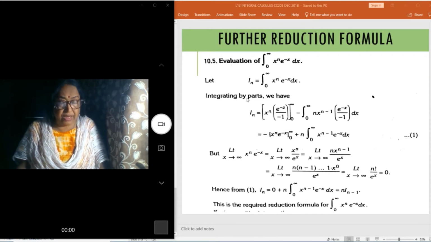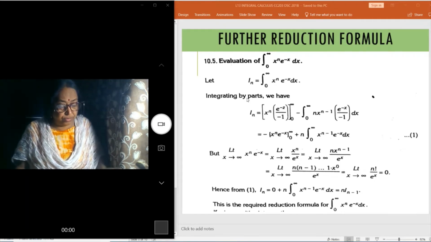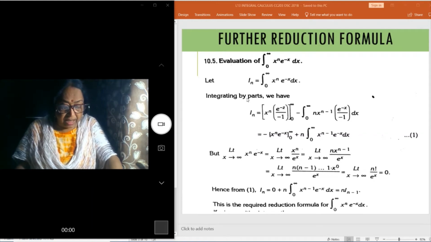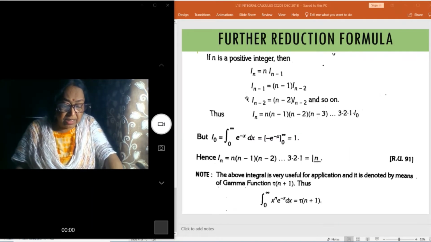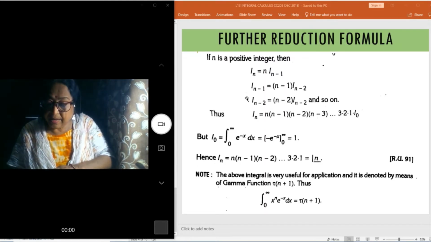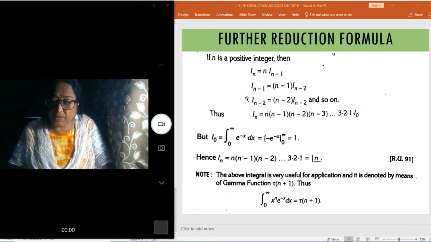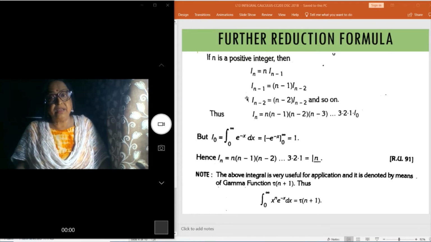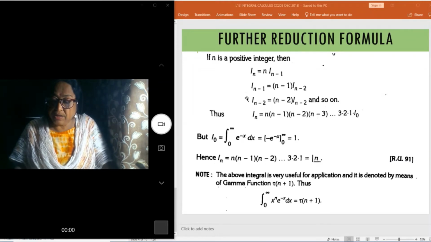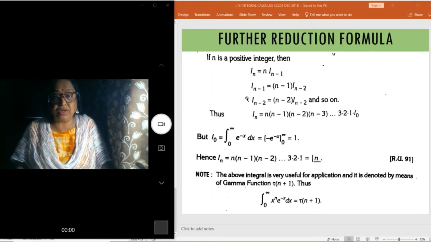So ultimately we get In is equal to n into n minus 1 up to 3, 2, 1, and then I0. I0 means e to the power minus x into x to the power 0, and I0 is equal to the integral of e to the power minus x dx, which on integration from 0 to infinity gives us 1. So In becomes n into n minus 1, n minus 2 up to 3, 2, 1. So this is the formula for factorial n.